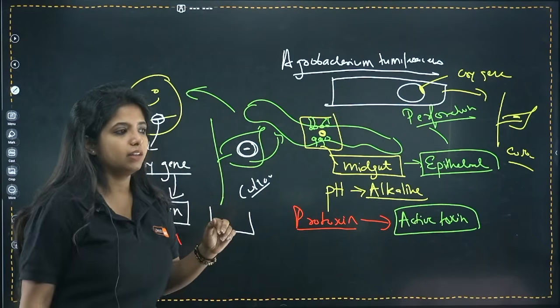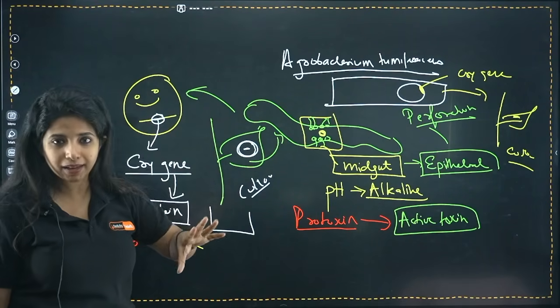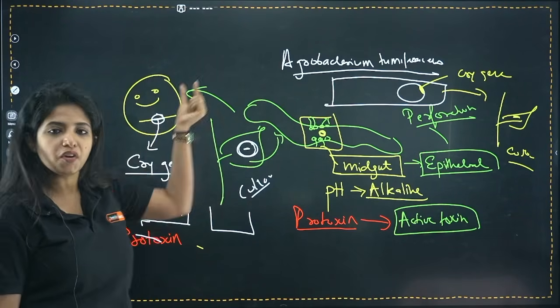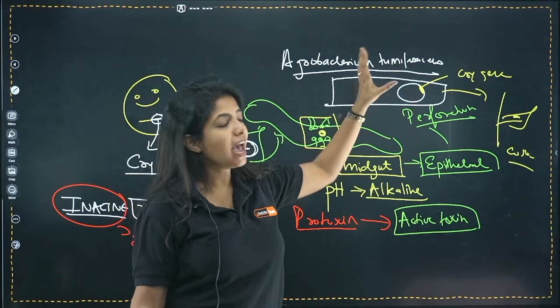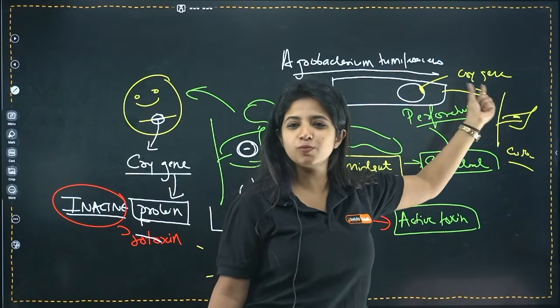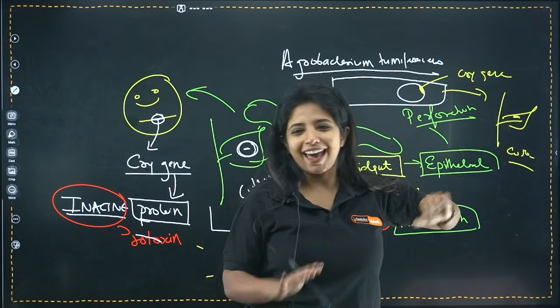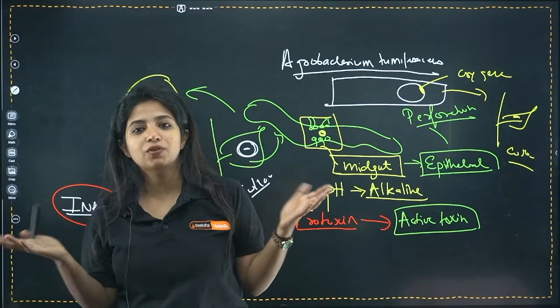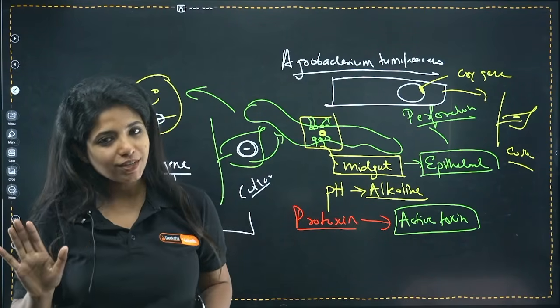Now suppose we are using the same mechanism in the case of genetic modification. What do we do? We take the gene from here, we put it into Agrobacterium tumefaciens, and the Agrobacterium tumefaciens is going to infect the plant, and while it infects, what does it pass? It passes the cry gene, and tada, the plant is now pest resistant. It can produce its own toxins. Protoxins are there. Works? Works.